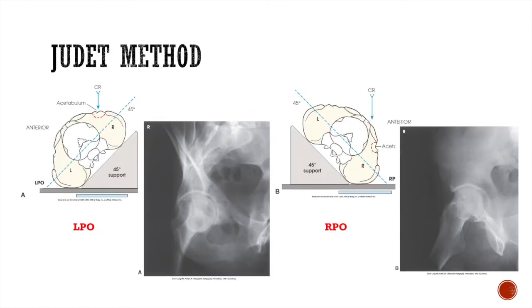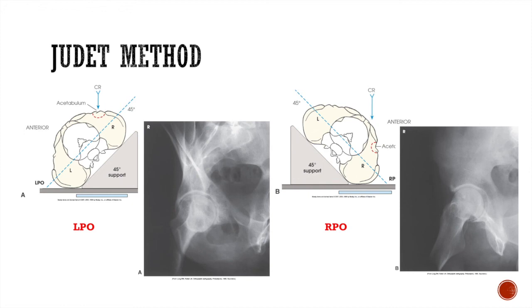So the Judet method is essentially AP oblique projections. So the patient is going to be supine in RPO and LPO positions with a 45-degree angled sponge under one side of the patient for support. Both RPO and LPO projections are performed with a perpendicular central ray entering the affected side. SID is going to be 44 inches.